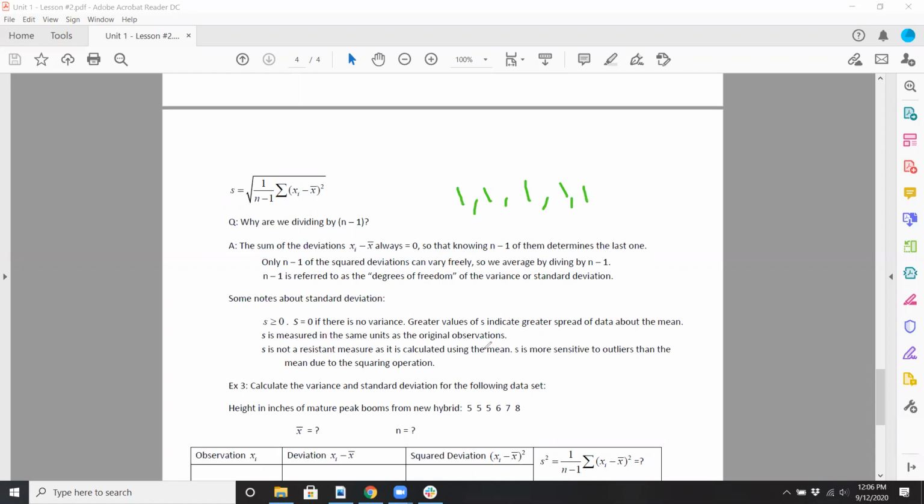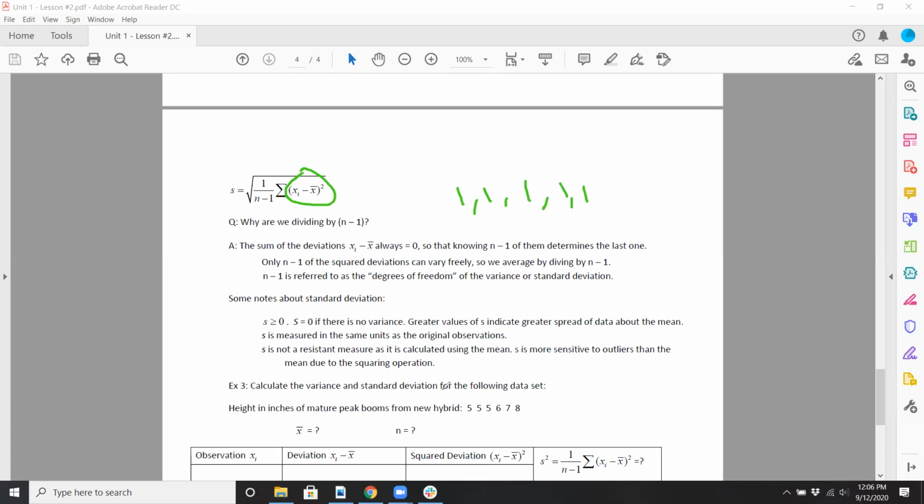It's not a resistant measure, as it's calculated using the mean. It is more sensitive to outliers than the mean due to the squaring operation. If you have an outlier that has a high deviation from the mean, squaring is going to make it an even bigger number, and it's going to impact the standard deviation dramatically.